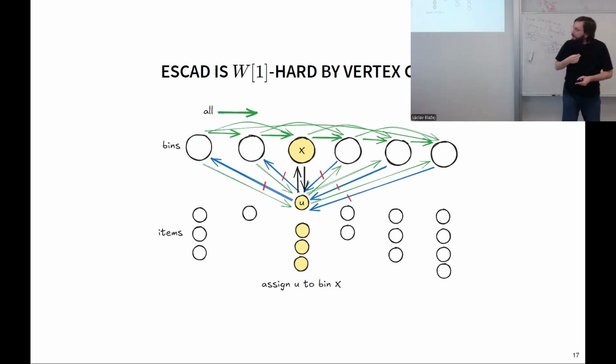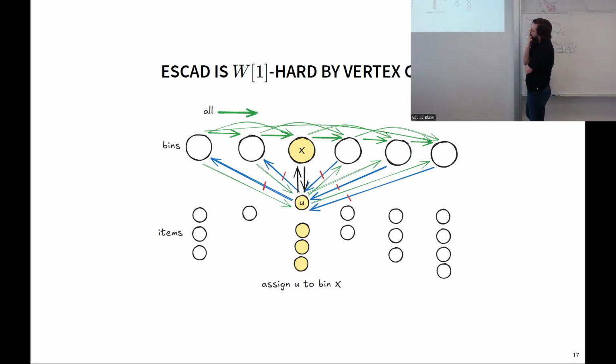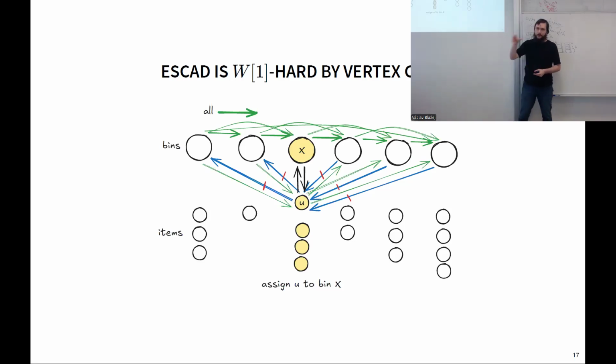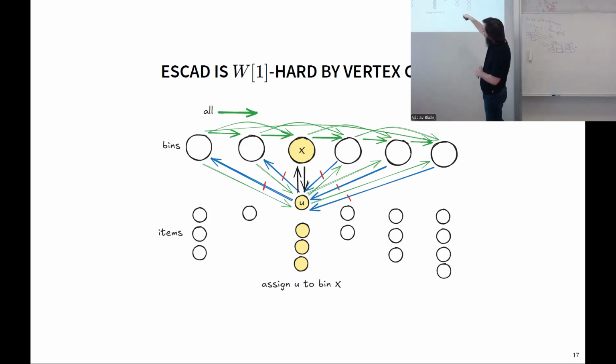So you can notice that if you decided to not cut U from X and some other bin, then X and the other bin would be in the same strongly connected component in the result, which is impossible because of the top edges. So you must cut U from all but at most one bin.